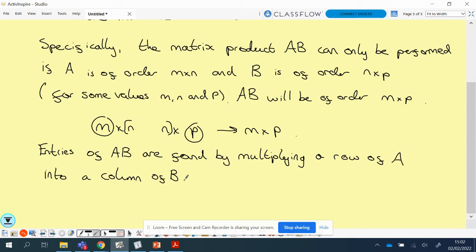Let's go look at that. An example will make more sense of that, but it's a lot like that. You multiply a row of A into a column of B, and that's why the numbers have to match, otherwise it won't work. You'll have an odd amount if it's not the right pairing up. So let's look at an example.